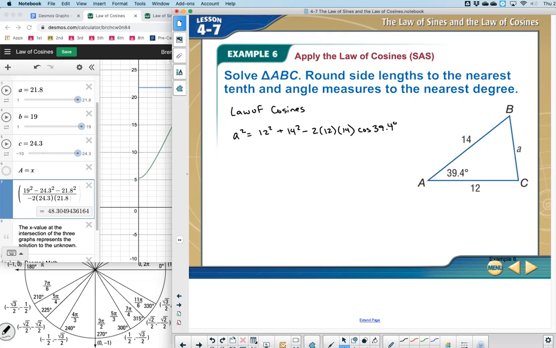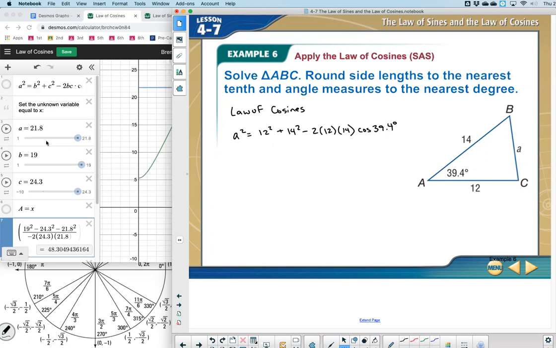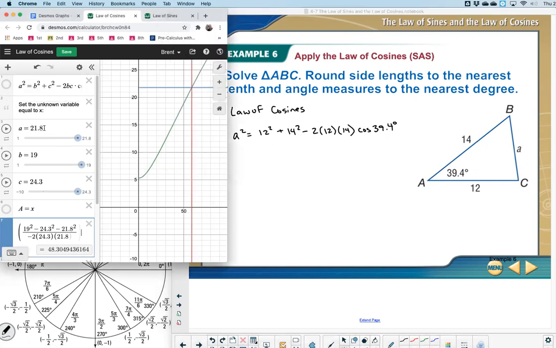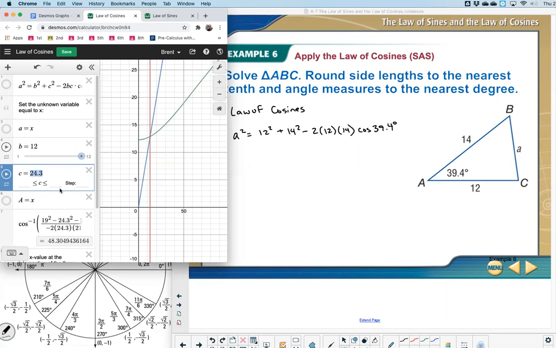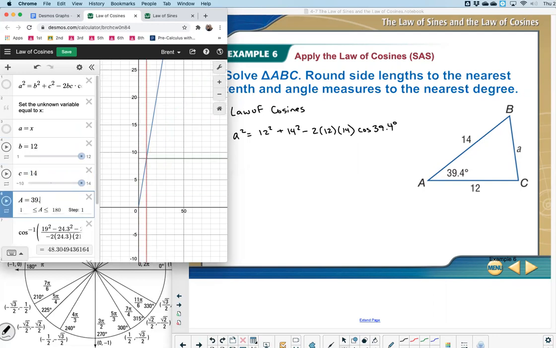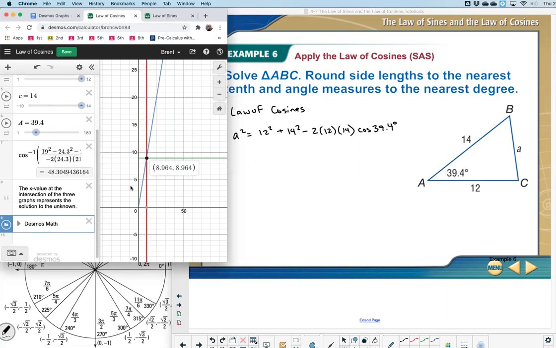Now that would be the algebra you'd have to do. Well, if you don't want to do that, just come over here. We don't know A, so I'll put an X there. I don't know little a. I do know little b is 12. Little c is 14, or side length c, I guess I should say. Angle A is 39.4. Now I get my value for little a. This is going to round to be 9.0 even.